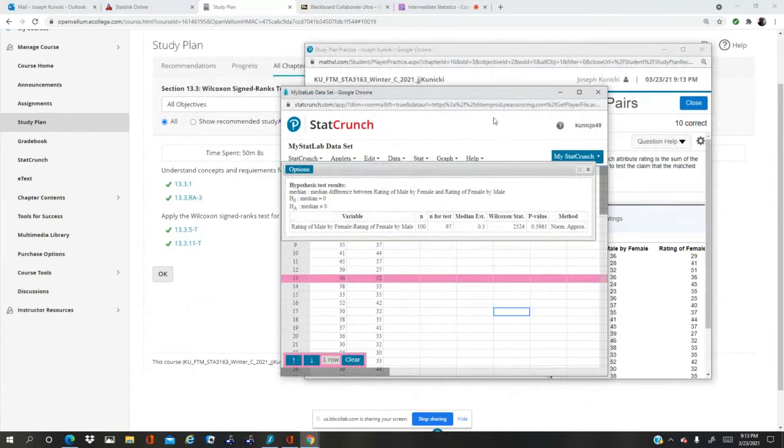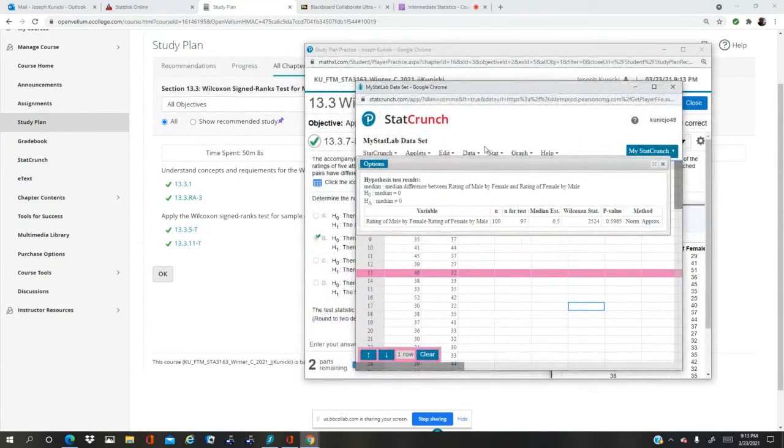So I'll notice that I get a Wilcoxon stat. No, I don't. That's one of the issues. There's two sums: a sum of the positive ranks and a sum of the negative ranks, the absolute value of them, anyway. So, see, the N is 97.